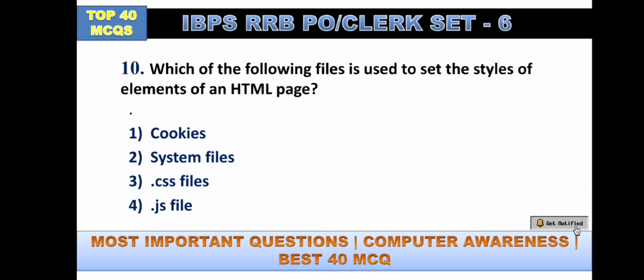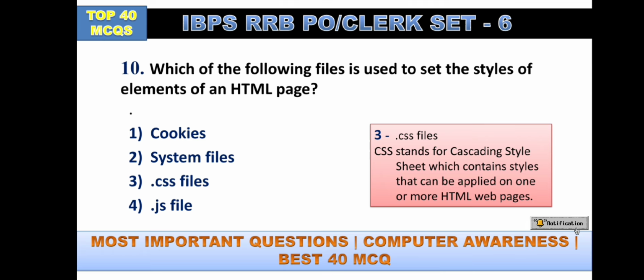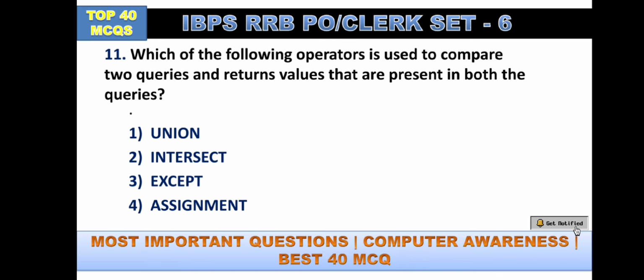Which of the following files is used to set the styles of the elements of an HTML tag? So it is the .css file. CSS stands for cascading style sheet, which contains styles that can be applied to one or more HTML web pages. So CSS full form is cascading style sheet. Which of the following operators is used to compare two queries and return values that are present in both the queries? So here the answer is intersect, option number 2, intersect.